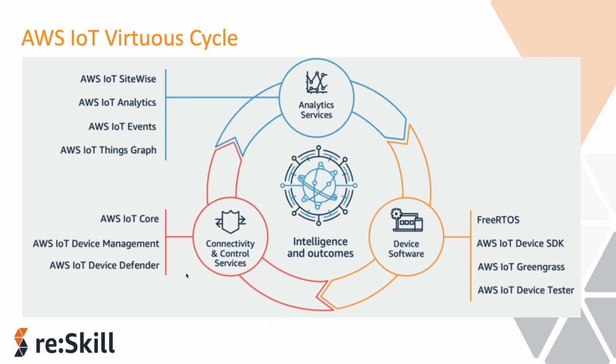And then connectivity and control services. On the server side, the primary service of AWS IoT is called AWS IoT Core. That's where we develop or provision devices, and then when the devices send data, we get it to IoT Core. There's also device management, device defender, and when we talk about analytics services, once we have the data, how do we work with the data? All of that comes into analytics services.